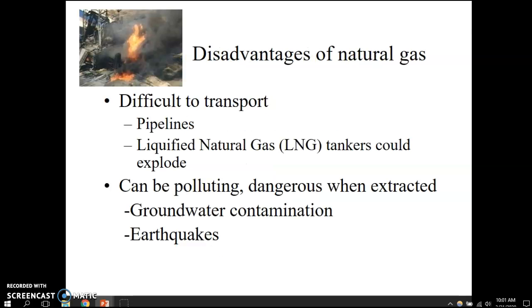Disadvantages: it can be difficult to transport because not all pipelines are built yet. And it can explode when you are putting it in these big tankers because you have to liquefy it. So there's the hazard there of explosions. But more pipelines are being built around the country. It can be polluting, as you hopefully saw from the video, with groundwater contamination, either from the frac fluid itself or the methane that gets into your aquifers.